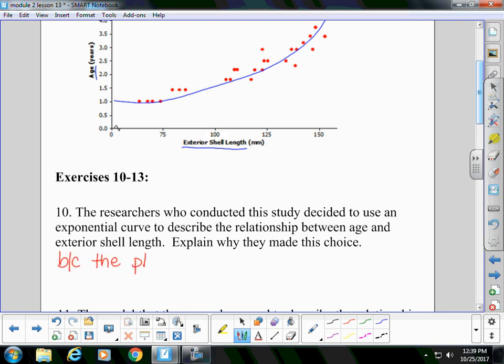Because the points curve upward from right to left.